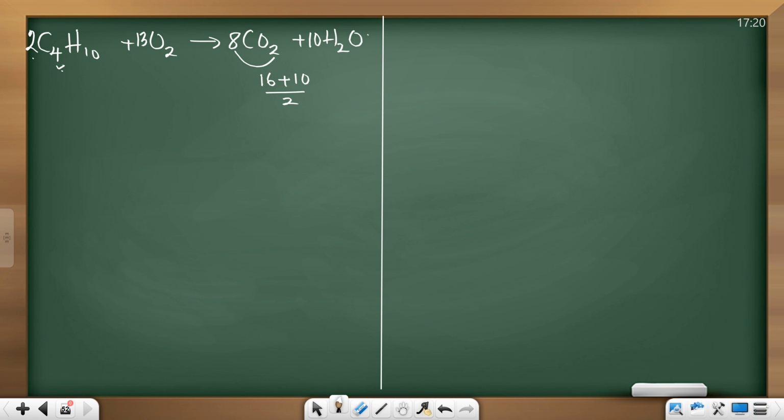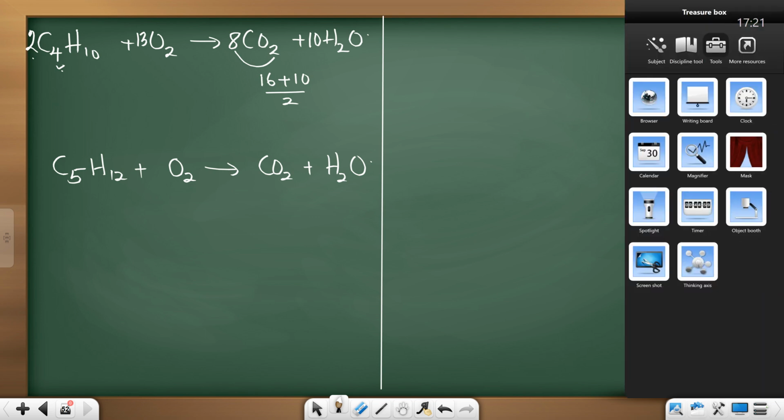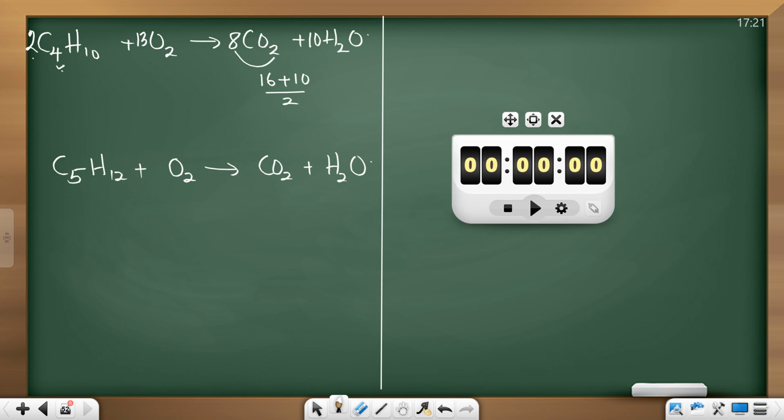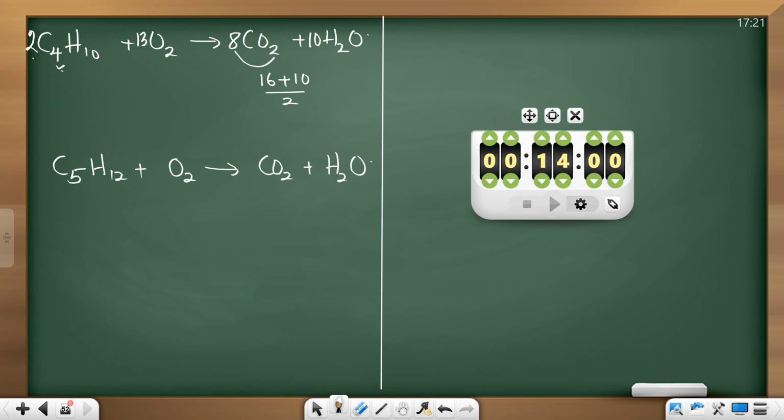Okay, I am doing the last one and then we'll move on. You try this. Balance this one for me quickly. C5H12 plus O2. Everybody, please balance this. You only have 15 seconds. Please stop copying and balance this one. 15 seconds to balance.